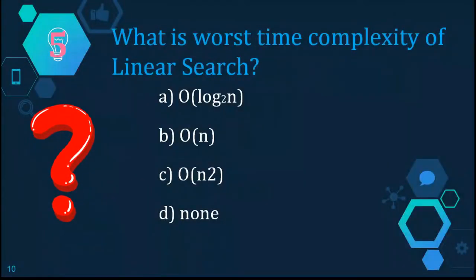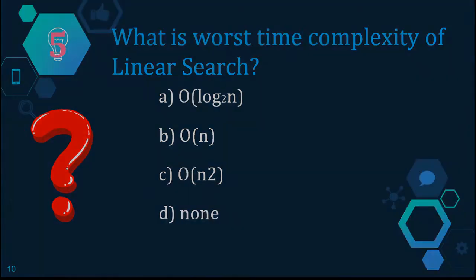So now moving towards the next question. The fifth question is, what is the worst time complexity of linear search? Option A is big O of log n base 2, B big O of n, C big O of n square, or D none. In the earlier questions also, we have discussed the answer. So I think you should know this answer. So now let's see the answer.